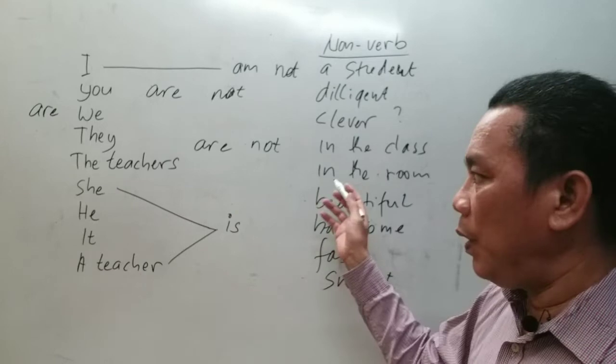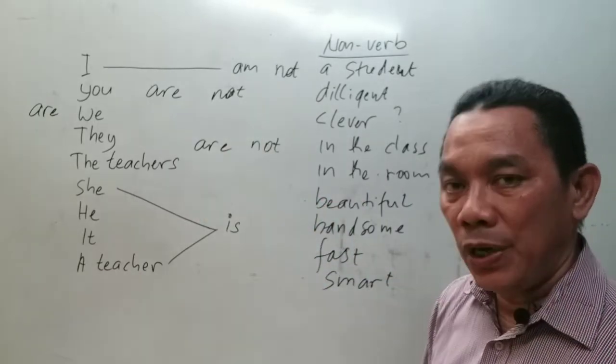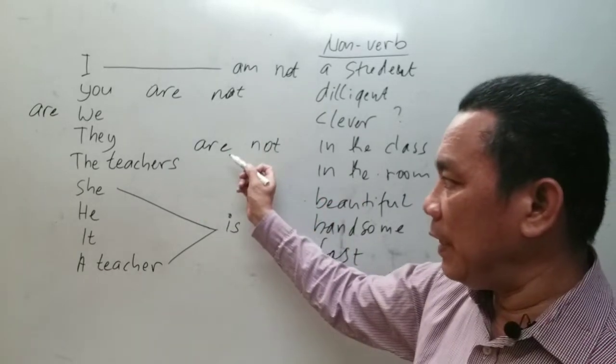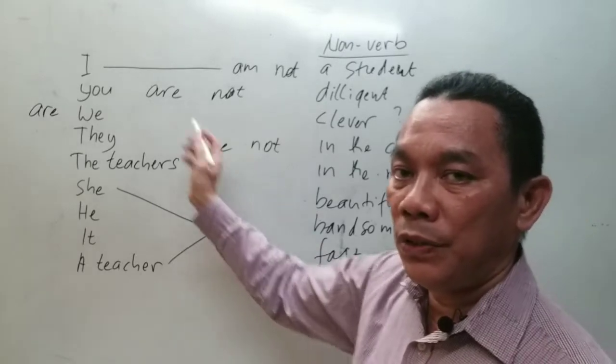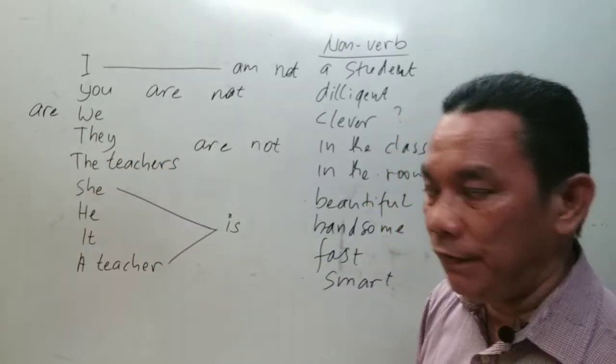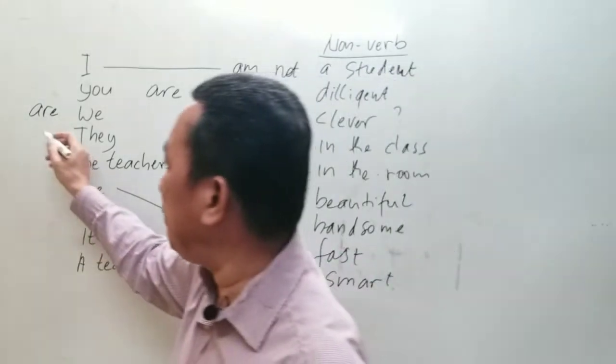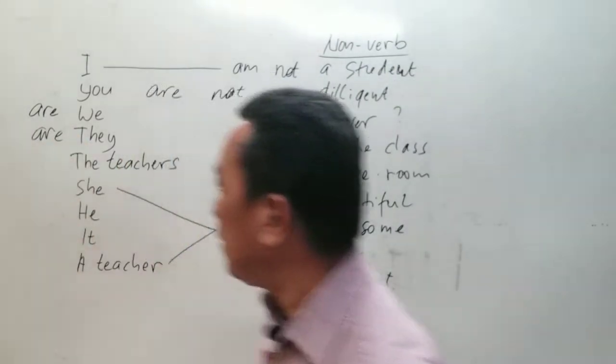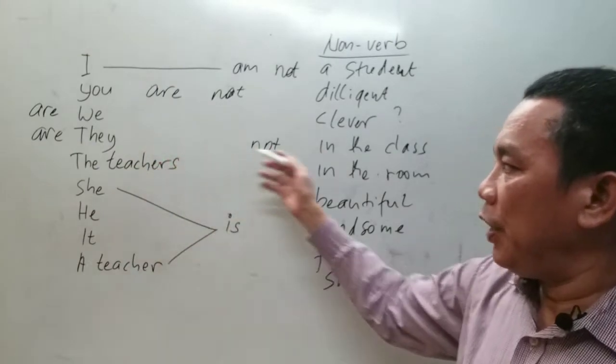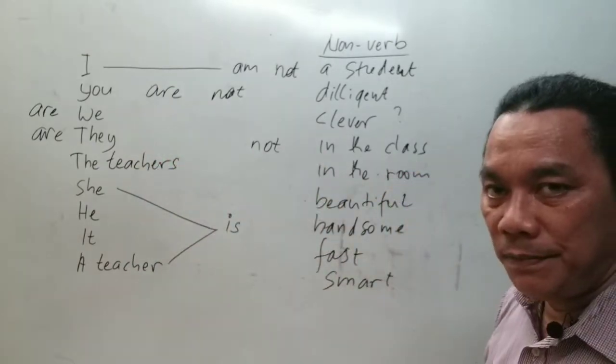Then, this is a negative sentence. And when we want to change it into interrogative, we just move the to be and put it before the subject. It will be, are they not in the class?